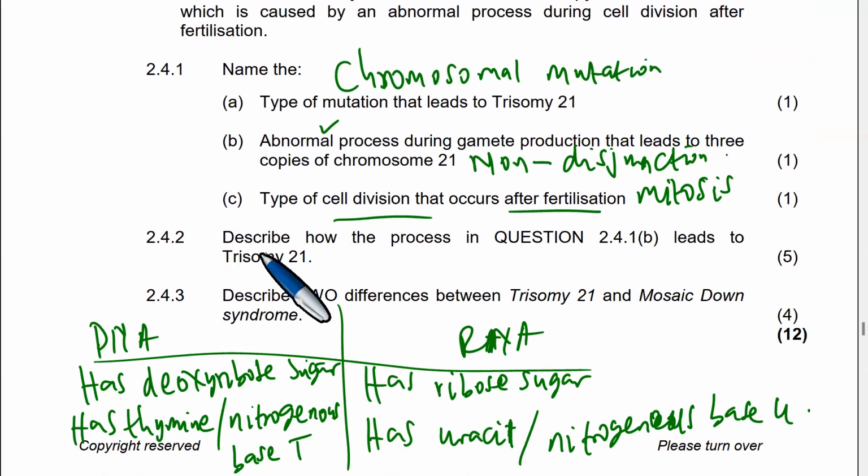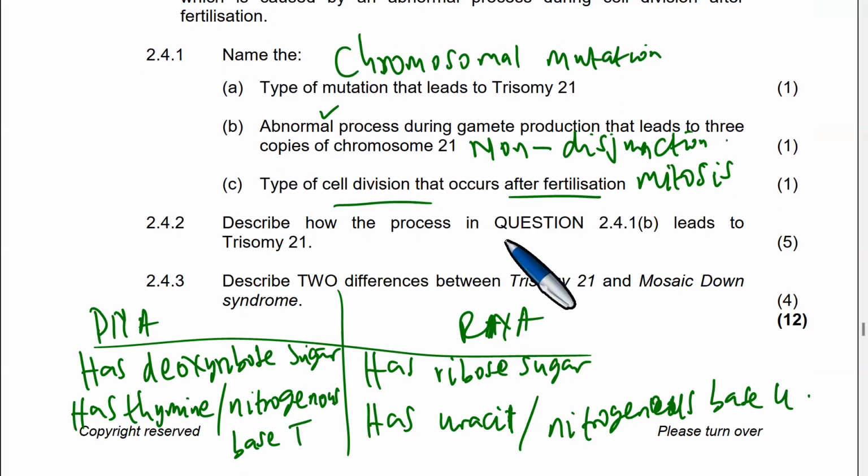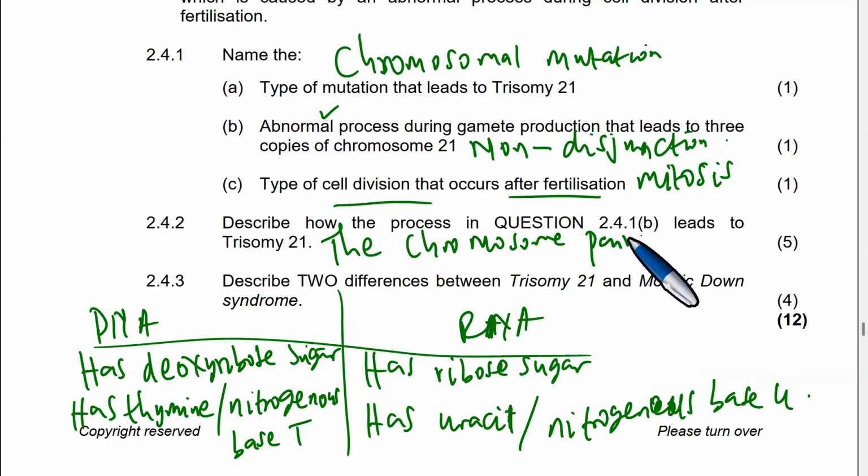Next. Describe how the process in question 2.41b leads to trisomy 21. How does that lead to trisomy 21? 5 marks, it's a lot. Okay, I'm just going to give a sentence here. The chromosome pair, sister chromatids failed to separate.